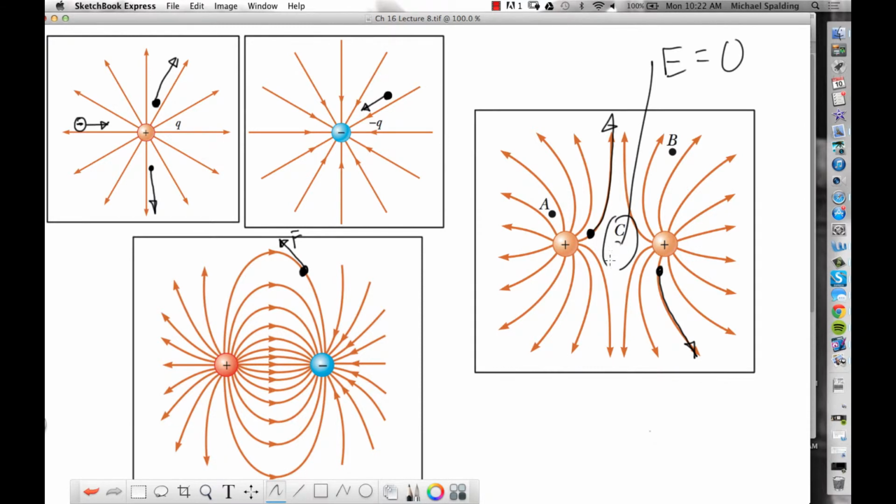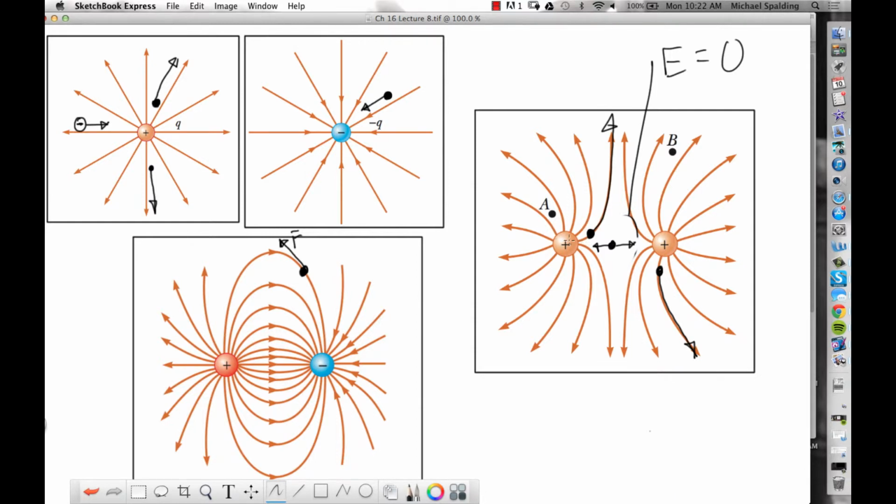Because if you stuck a little positive charge directly between these two big guys, so that dot represents a positive guy, there'd be a force that way, and there'd be a force that way. And what would those two forces do? They would cancel. So therefore, there's no electric field there. If there's no force, there's no field. Does that make sense? Okay.